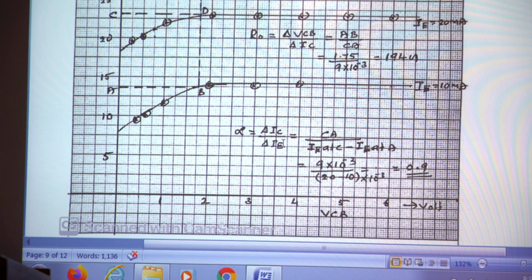Now the current amplification factor alpha is delta IC divided by delta IE. Delta IC is again CA. Delta IE is the difference of the IE values: IE at C is 20 milliampere, and IE at A is 10 milliampere, so the difference is 20 minus 10, that is 10. Then alpha is equal to CA divided by 10, that is 9 into 10 to the power minus 3 divided by 10 milliampere, which is equal to 0.9. So the amplification factor for the common base configuration is alpha equal to 0.9.